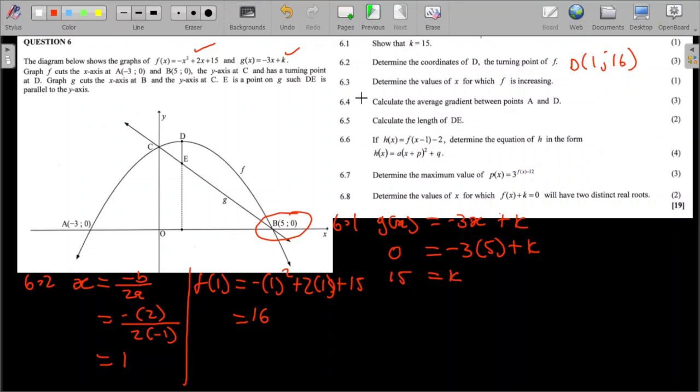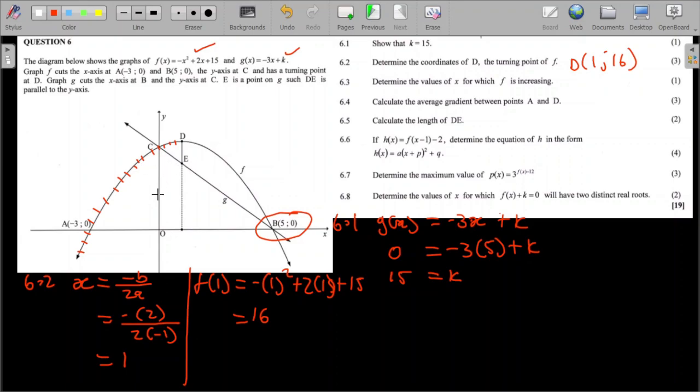Very, very important. Now 6.3, they are saying determine the values of x for which the f function is increasing. So where does our function increase? Going from the left, I can see that my function is increasing until it reaches this point D. The moment it reaches D, it's no longer increasing. It comes to a stop here. From here going down, I can see that my function is decreasing. So what is the value of x here? The x here is 1.